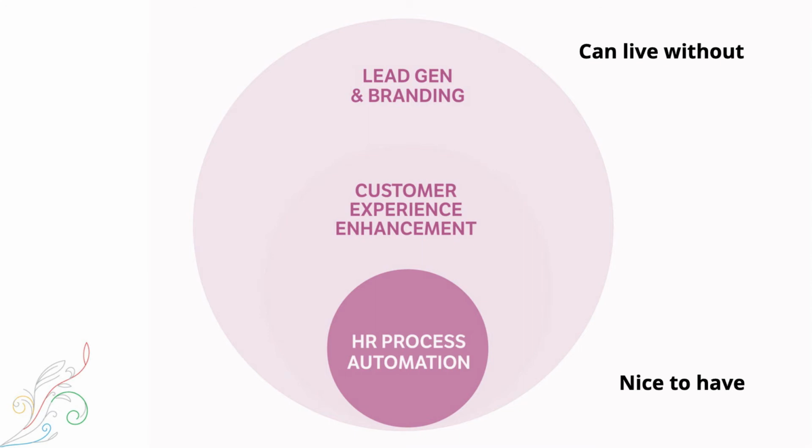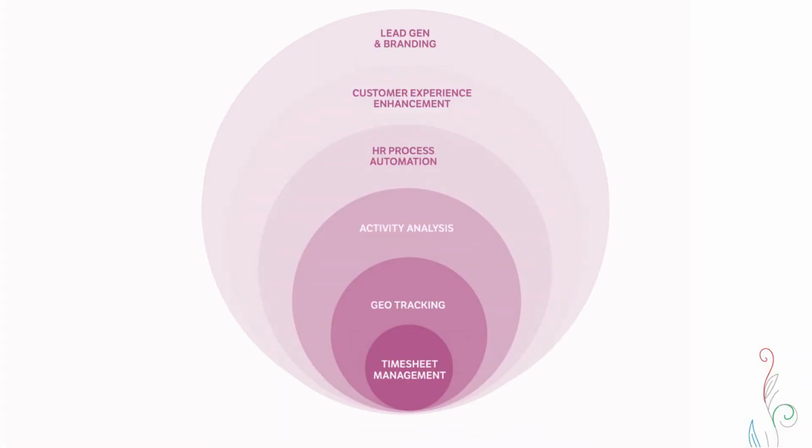As I told you earlier, these kinds of use cases differ from company to company. When we saw the first onion diagram there, we actually had sales and marketing as the core for the business, because the majority of businesses start with sales and marketing activity. But for a company like this, lead gen and branding is not a priority at the very early stages. So combining all these together, we have what they would need: timesheet management, geo tracking, activity analysis, HR process automation, customer experience, and lead gen and branding.